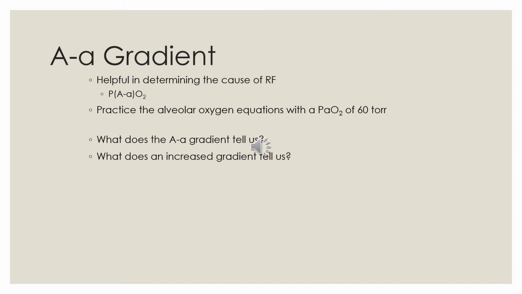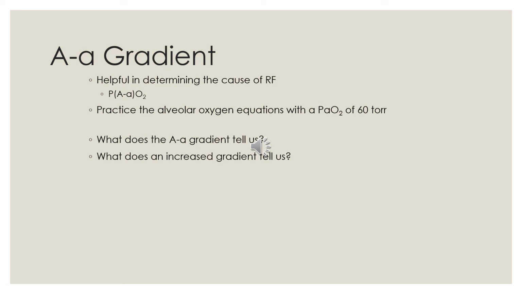So the A-a gradient, or alveolar-arterial gradient, measures the difference between the oxygen concentration in the alveoli and the arterial system. The A-a gradient has important clinical utilization, as it can help narrow the differential diagnosis for hypoxemia.